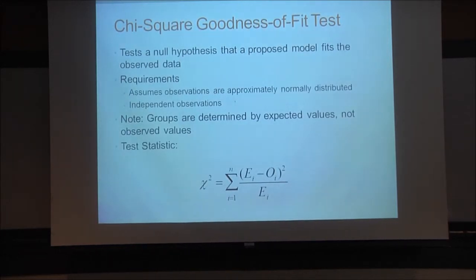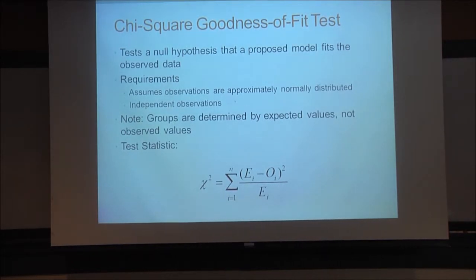Goodness of fit is a hypothesis test whose null hypothesis is a proposed distribution for a set of data. The test assumes that observations are approximately normally distributed and independent of each other. When grouping the observations, groups are formed based on the expected value in the group. It's possible to have a group with zero observations.